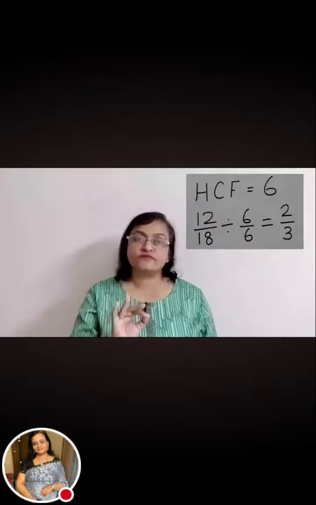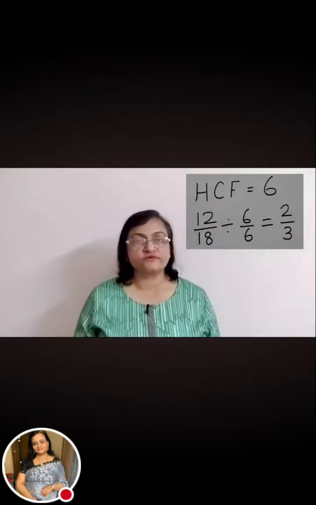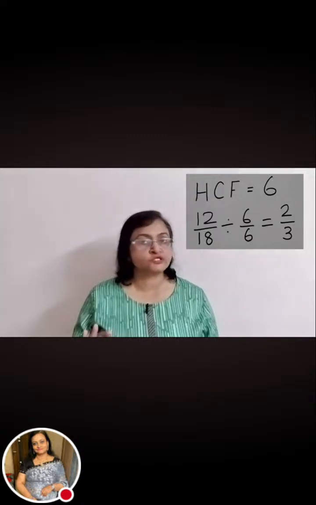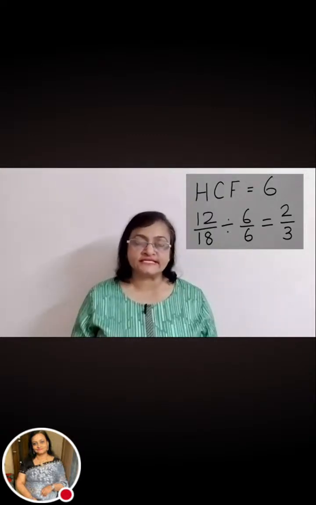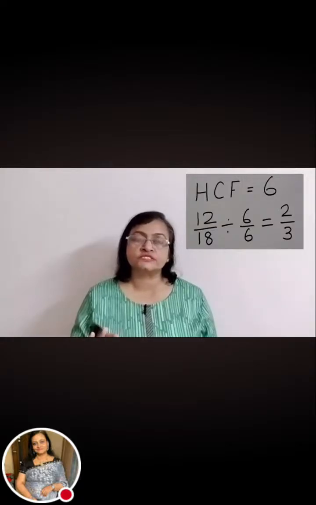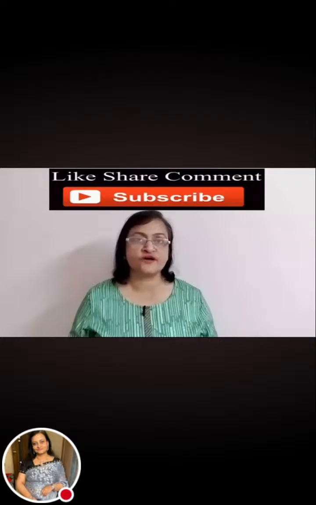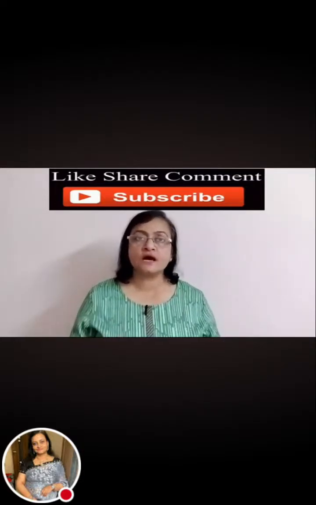We can divide 12 upon 18 by 6 upon 6. So when we divide 12 by 6, we will get 2. And when we divide 18 by 6, we will get 3. This way, we have reduced 12 by 18 to its lowest term, that is 2 by 3. Children, you can use whichever way you find easier.